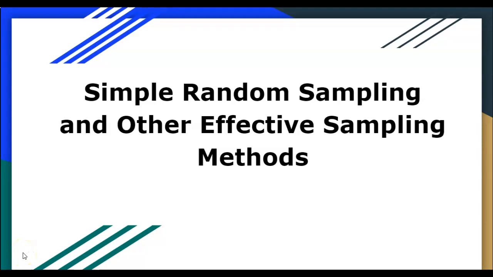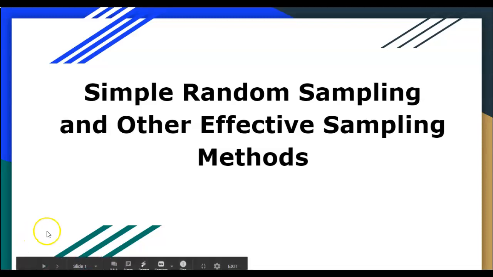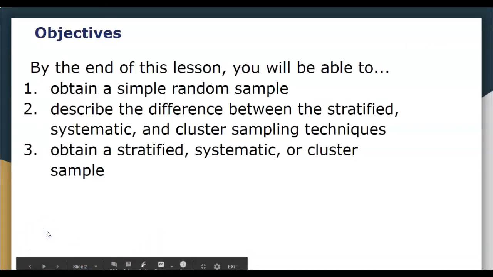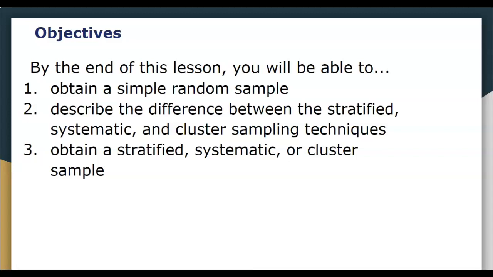Welcome to sections 1.3 and 1.4, random sampling and other effective sampling methods. We're going to do two sections and then a summary video. So let's get started. By the end of this lesson, you should be able to obtain a simple random sample, describe the difference between the stratified, systematic, and cluster sampling techniques, and obtain a stratified, systematic, or cluster sample.